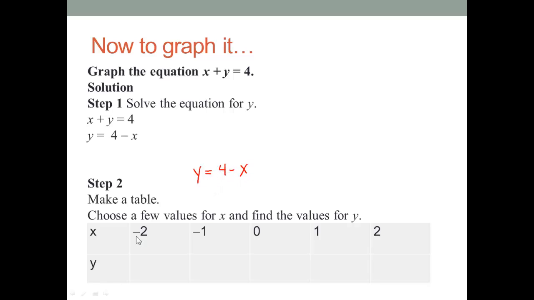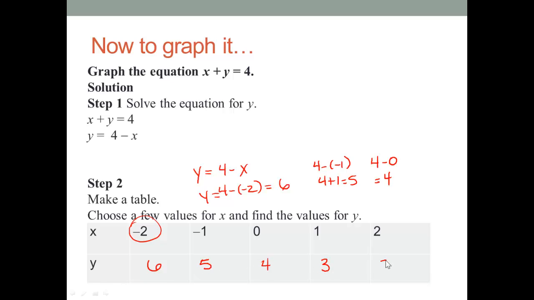4 minus x, so now I'm going to use this. So I'll have 4 minus negative 2. Don't forget, two negatives equal a positive. So that equals 6. Okay, do the same thing as you go down. 4 minus negative 1. Okay, which is actually 4 plus 1, which equals 5. And I'm starting to see a pattern here, but let's see if I'm right. 4 minus 0, which is just 4. Okay, so notice how these are going down by 1 each time. So you can check your math, and you'll find that you come up with this.